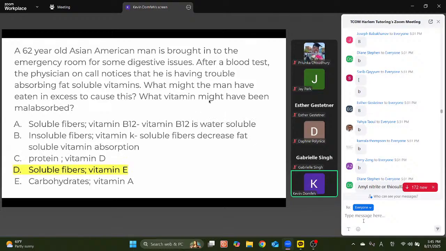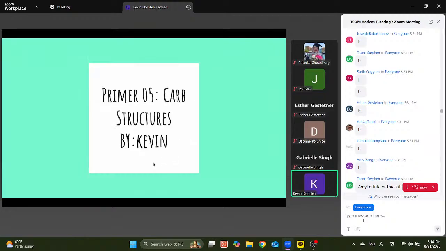Okay, so again, your fat soluble vitamins are going to be A, D, E, and K. Remember these fat soluble vitamins for the rest of your life because they're gonna come back eventually, right? The only other thing that you needed to know was that when you eat soluble fibers in excess, that can inhibit your ability to absorb fat soluble vitamins. Okay, good. So we're doing carb structures now. Does anyone have any questions?